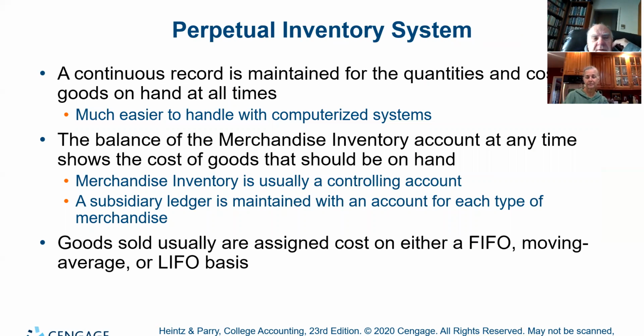Perpetual inventory system, a continuous record is maintained for the quantities and cost of goods. We're back on the perpetual again.